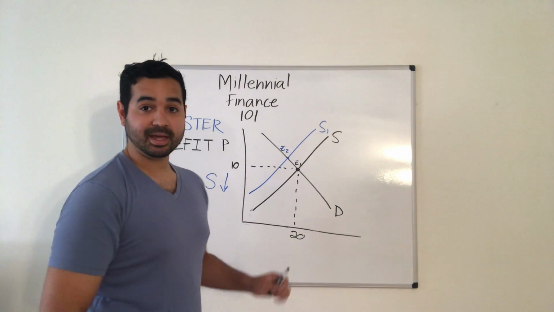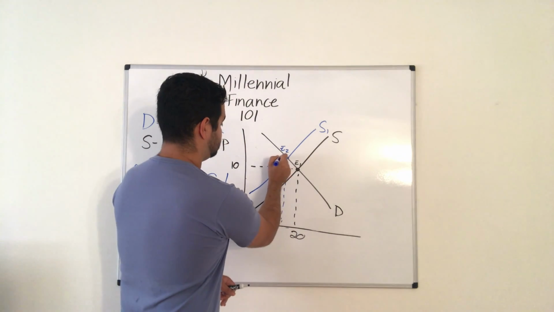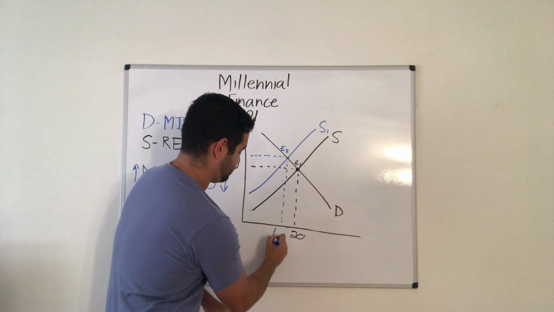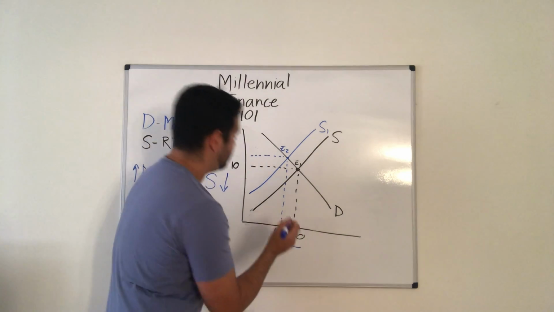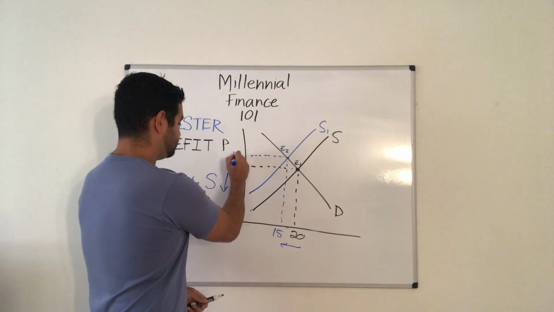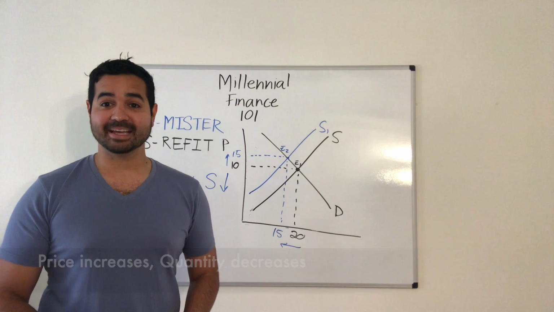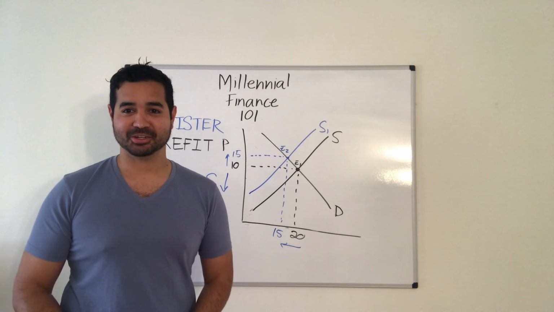And if you look at the lines that we're drawing from the equilibrium point to our axes, you can see here that our quantity has decreased and that our price has increased. So you can make definite conclusions based on that. Make sense? Awesome. Let's go to the next question.